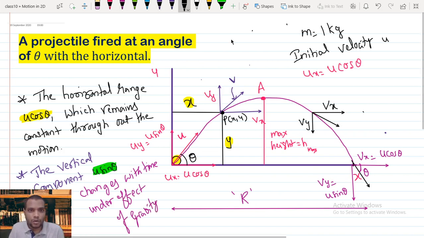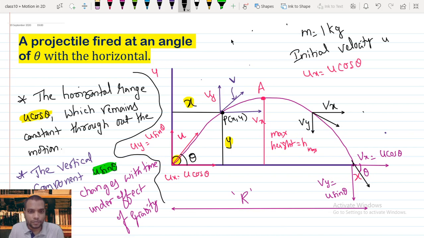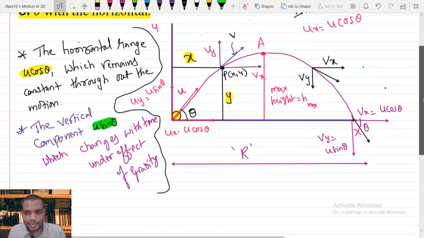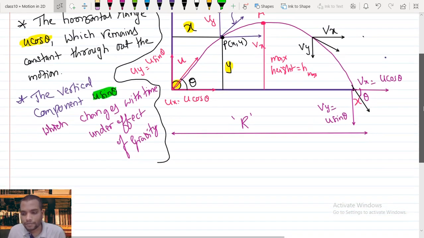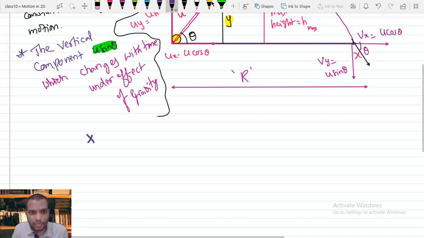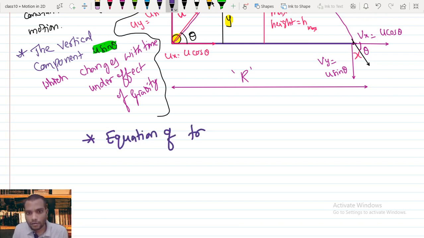So these 2 points are very important. Only the vertical component of velocity is changing. Who is the cause? The cause is none other than the acceleration due to gravity. Now let's try to find them one by one. So the first thing we need to figure out is the equation of trajectory, the equation of trajectory of a projectile.